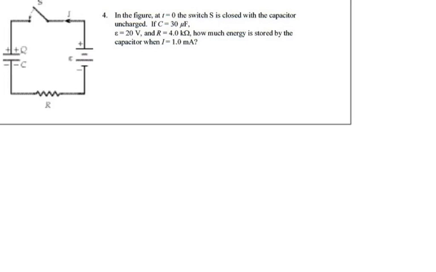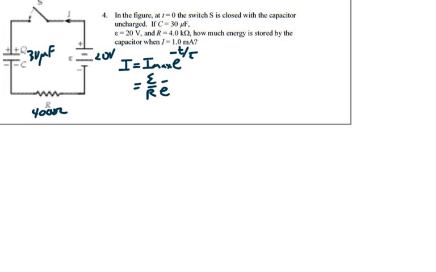So we have ourselves an RC circuit with a capacitor of 30 microfarads and an EMF, a voltage of 20 volts. And R is 4,000 ohms. And we have a switch. And we know that our current is going to be equal to our maximum current, e to the negative t over tau, where tau is the time constant. And our maximum current is going to be the voltage of the battery divided by the resistance, e to the negative t over tau.